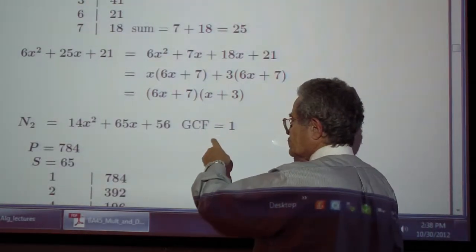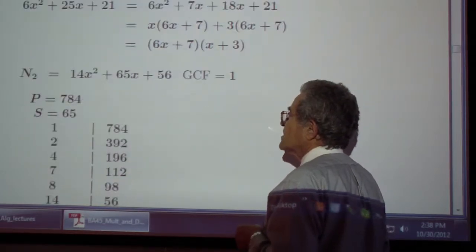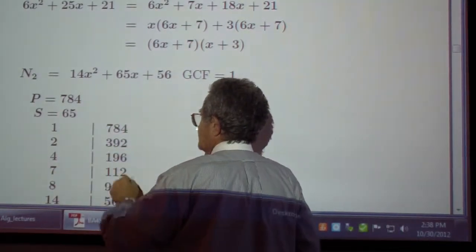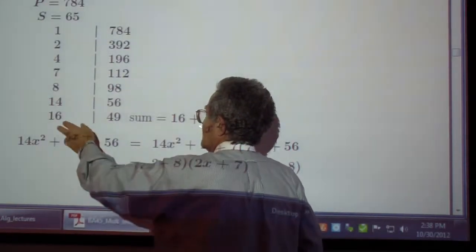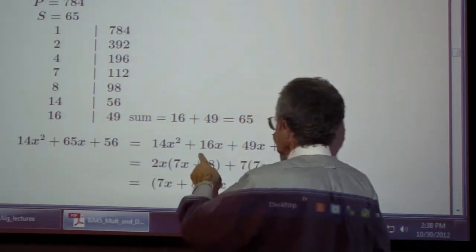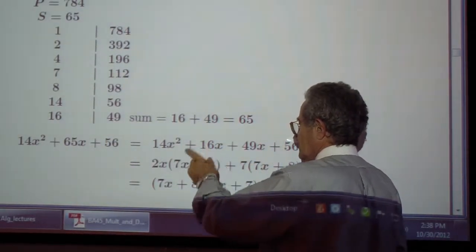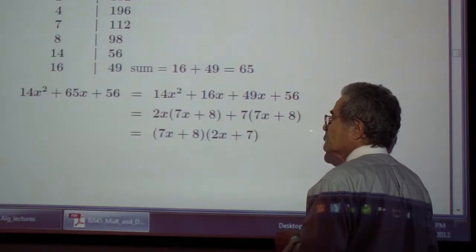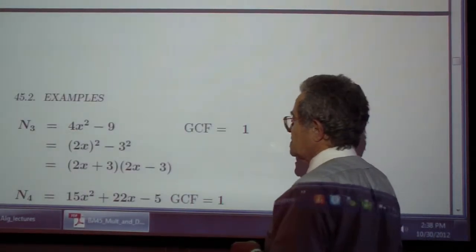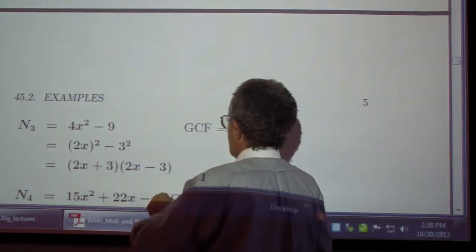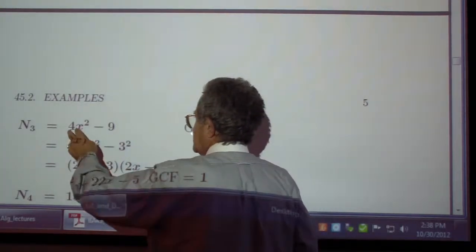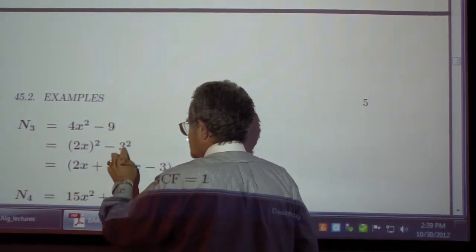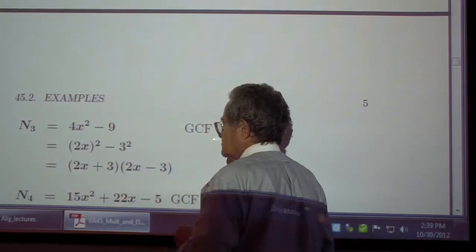Numerator 2, greatest common factor 1. Product, 4 times 56, 784. Sum, 65. Product sum, the magic numbers are 16 and 49. 16x and 49x. Factor out 7x plus 8, and you're left with 2x plus 7. Numerator 3. You have a difference of 2 squares, greatest common factor 1. That's a squared minus b squared, which is a plus b and a minus b. b is 3. b squared is 9.